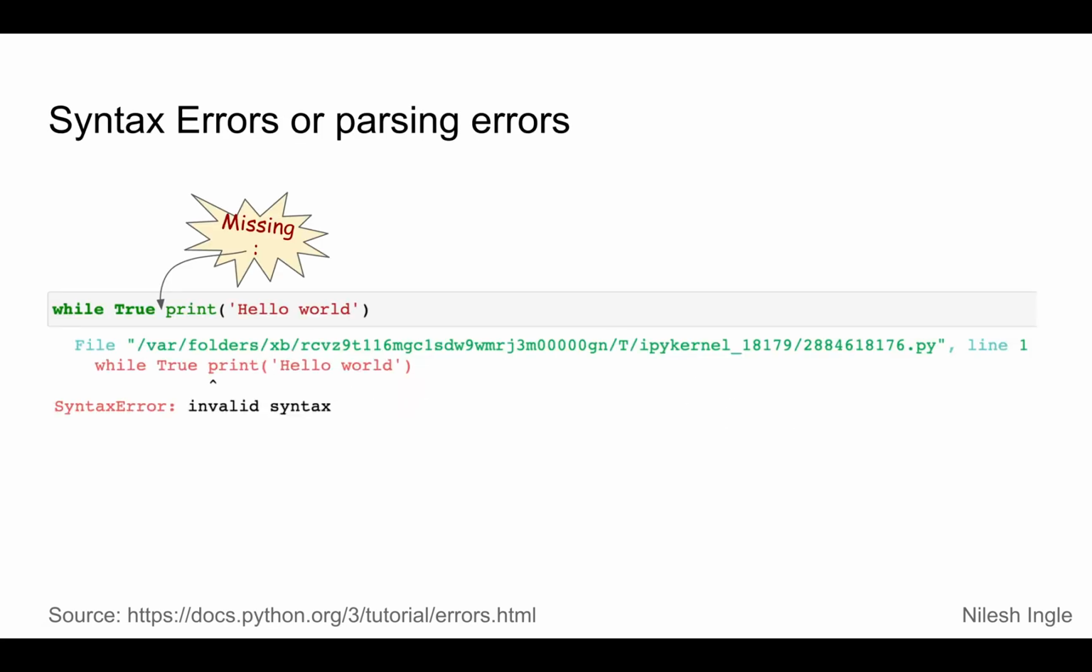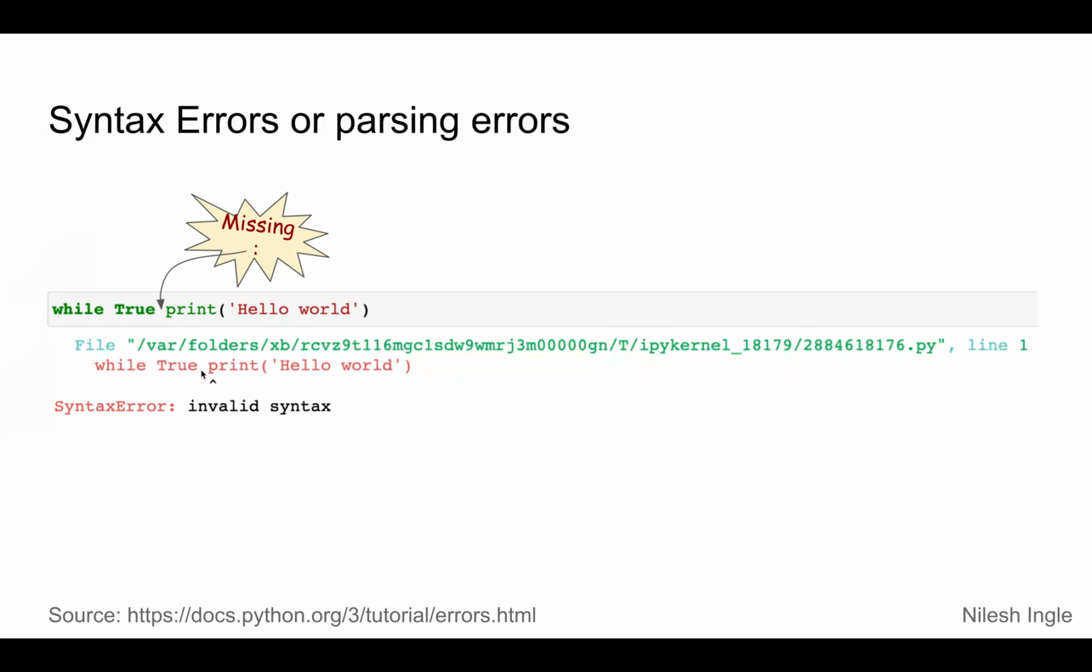So, syntax errors. Here is a simple example. We have a while loop and we have a print statement inside of it. What's missing here is the colon. If we run this line of code as is, this is the error we'll see. Here it says syntax error, invalid syntax, and that's pointed to by this small arrow. What this is telling us is that the error happened somewhere before this particular point in the code.